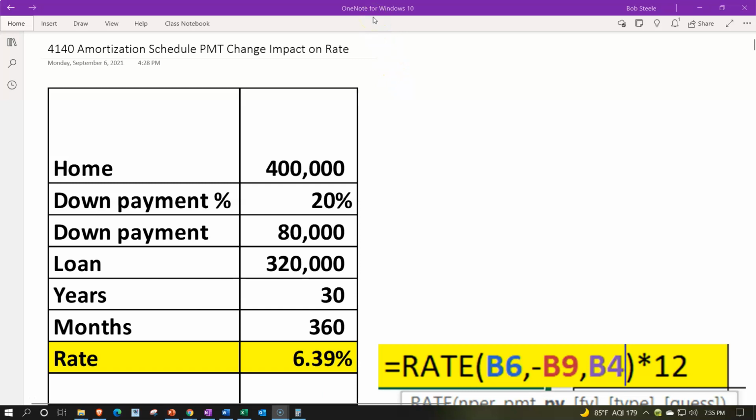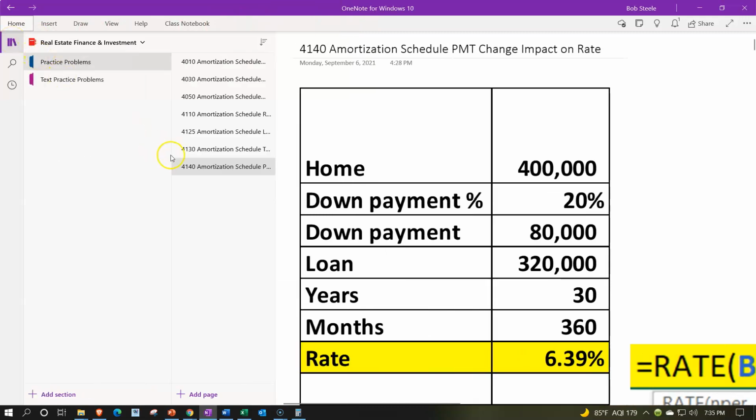If you have access to OneNote and would like to follow along, you're not required to, but if you would like to, we're in the icon on the left-hand side. We're in the practice problems, down in the 4140 amortization schedule PMT change impact on rate tab.